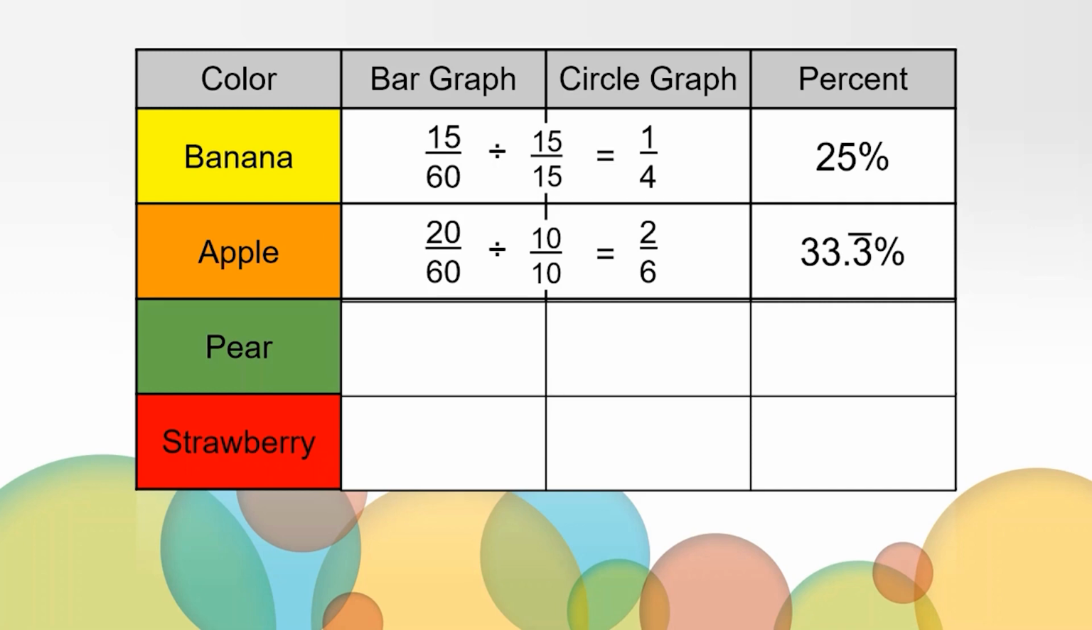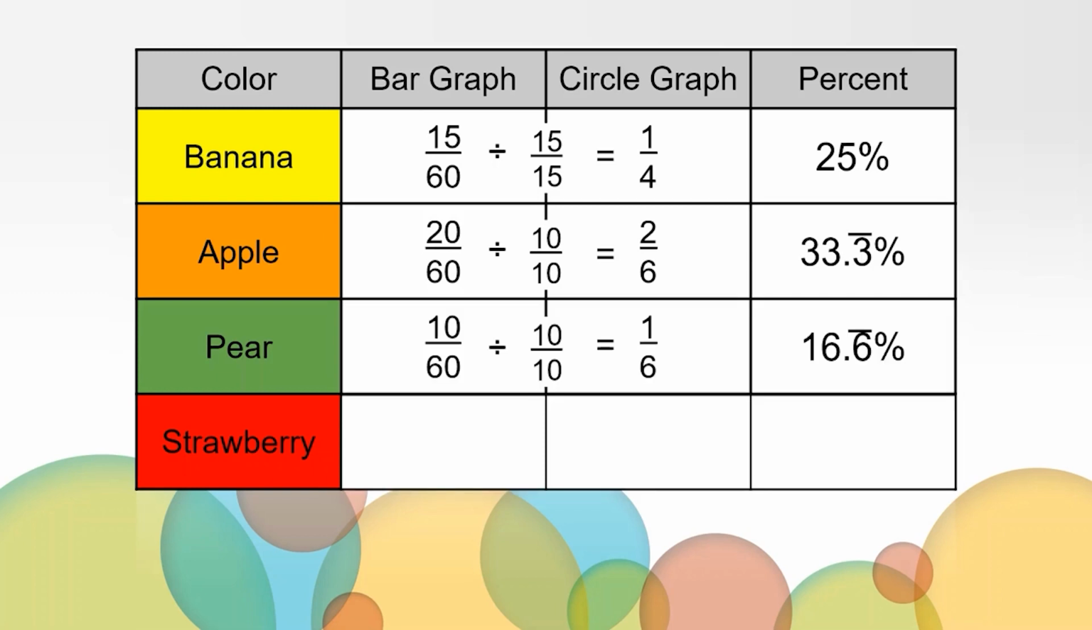Now let's look at pear. 10 out of 60 people preferred pear in the bar graph. 10/60ths is equivalent to 1/6, which was represented in the circle graph. We know that 1/6 is half of 1/3, or 33/100ths repeating. So that must mean 1/6 is equivalent to 16/100ths repeating, or 16.6% repeating.